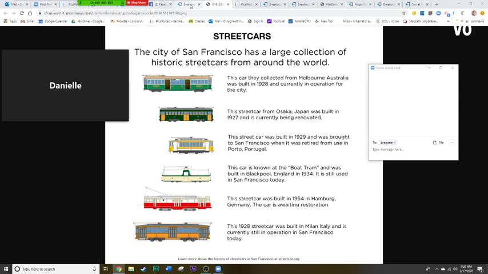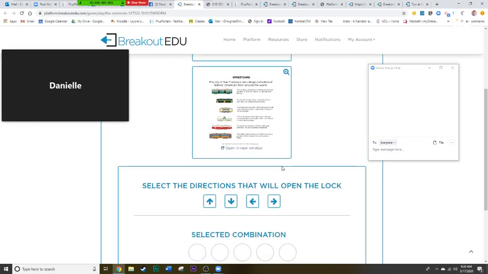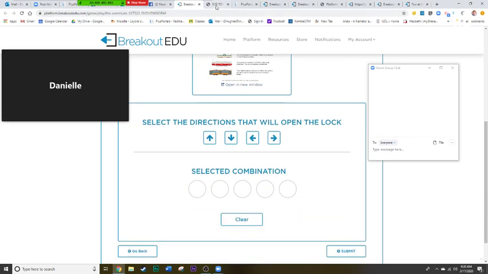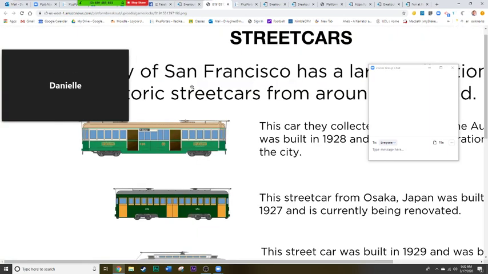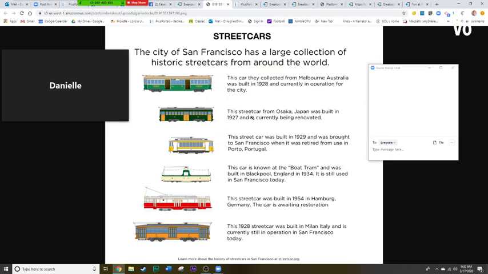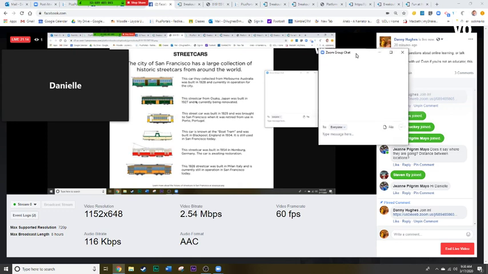Okay, so this is a directional lock. That doesn't make sense to me. I don't see any directions. Melbourne, Australia. Someone commenting. Jeannie says hi to you, Danielle.